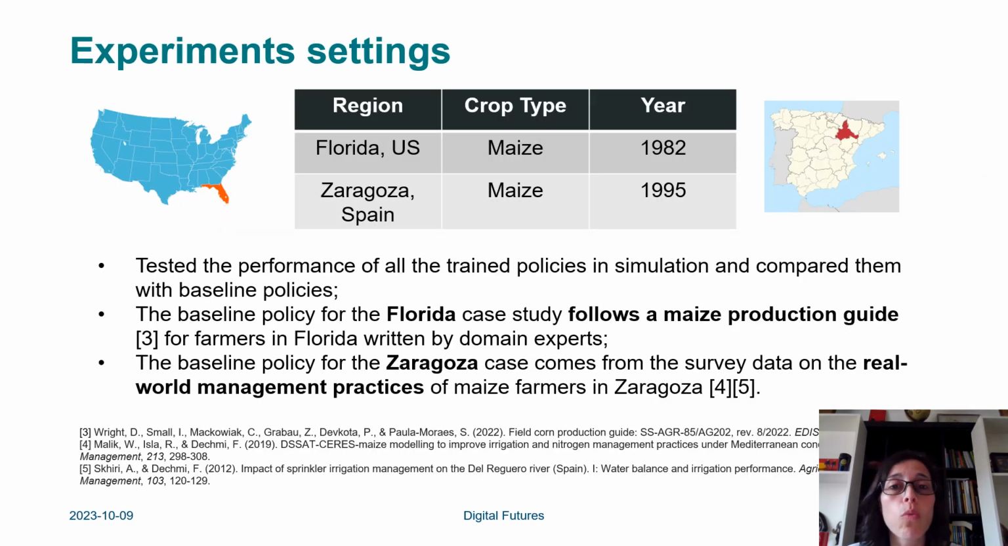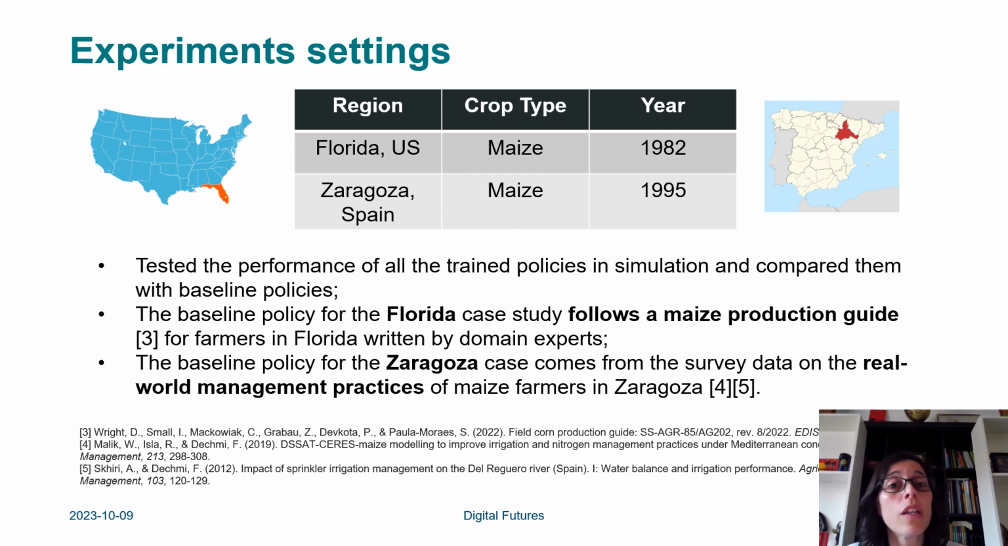The proposed framework was validated using the maize crop with 2 case studies, one in Florida, US, and one in Zaragoza, Spain. For each case study, we used a deep Q network, as I mentioned, which is a deep reinforcement learning algorithm selected for agent training to learn the optimal policy that maximizes the future discounted return. Again, the trained policies are then used as the experts to train management policies under partial observations using imitation learning.